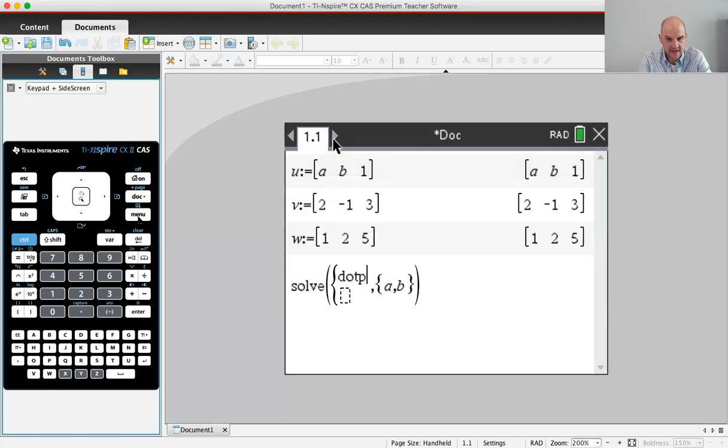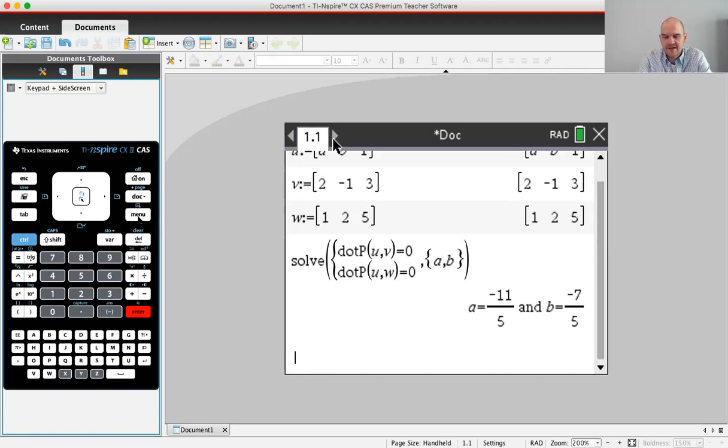And I want to do the dot product, which is Menu 7, C3, of u and v equals 0, and that the dot product of u and w equals 0, and I need to know what a and b are, right? So I get negative 11/5, negative 7/5, and then 1, right?